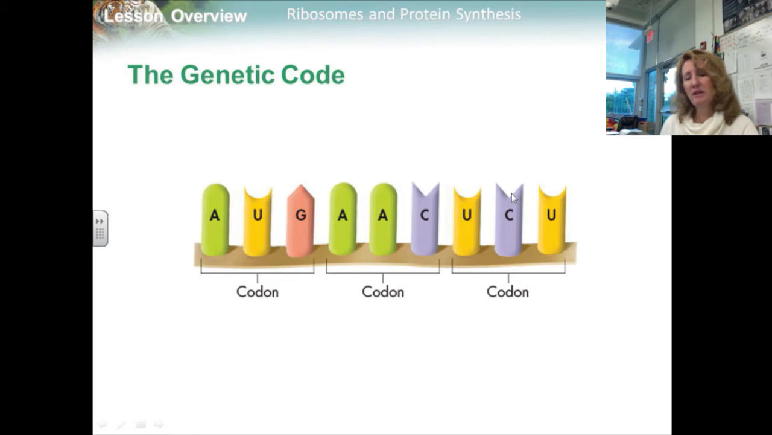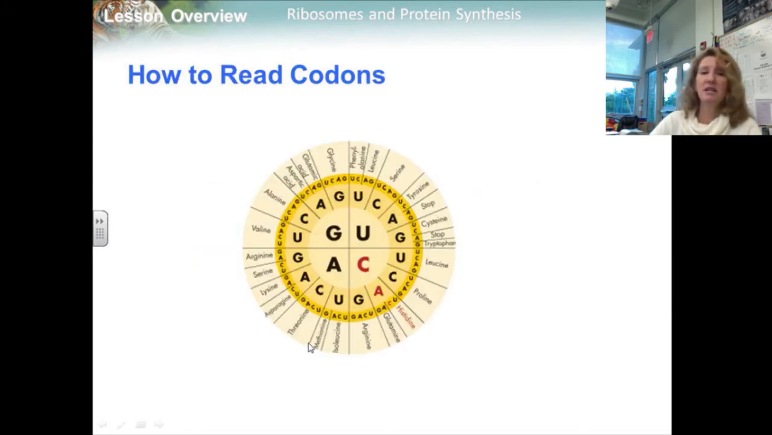Each 3-letter word in messenger RNA is known as a codon. A codon consists of 3 consecutive bases that specify a single amino acid to be added to the polypeptide chain. And because there are 4 different bases in RNA, there are 64 possible 3-base codons. 4 times 4 times 4 equals 64 in the genetic code.